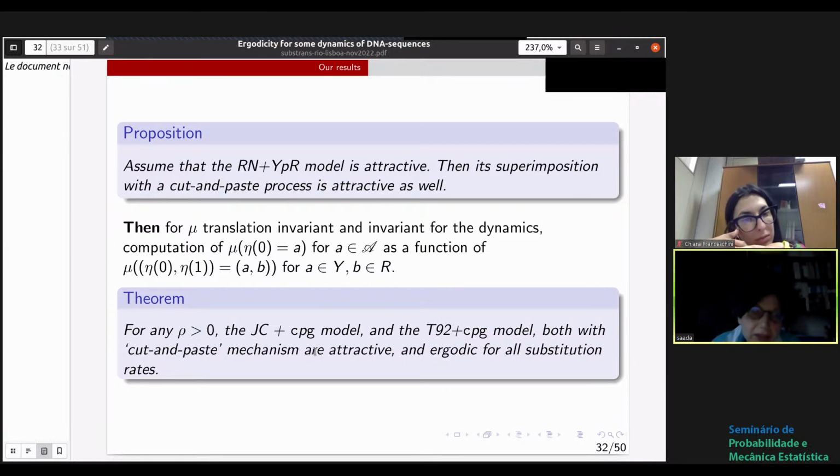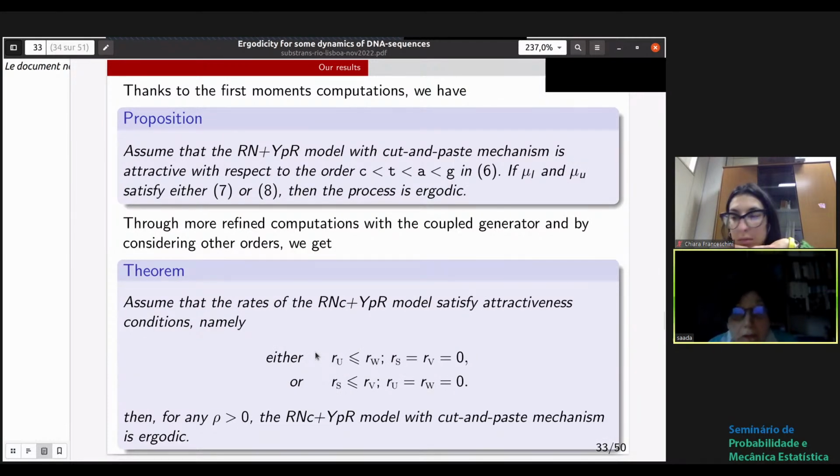And then there are more complicated cases where we have all the rates, all the values of the parameters. So to deal with them, okay, first there is something which is lighter than the previous one. So in our model, still with our relation C less than T less than A less than J, we can prove, thanks to the first moments computation, that if mu L and mu U both satisfy either of the 2 conditions, then it's ergodic.